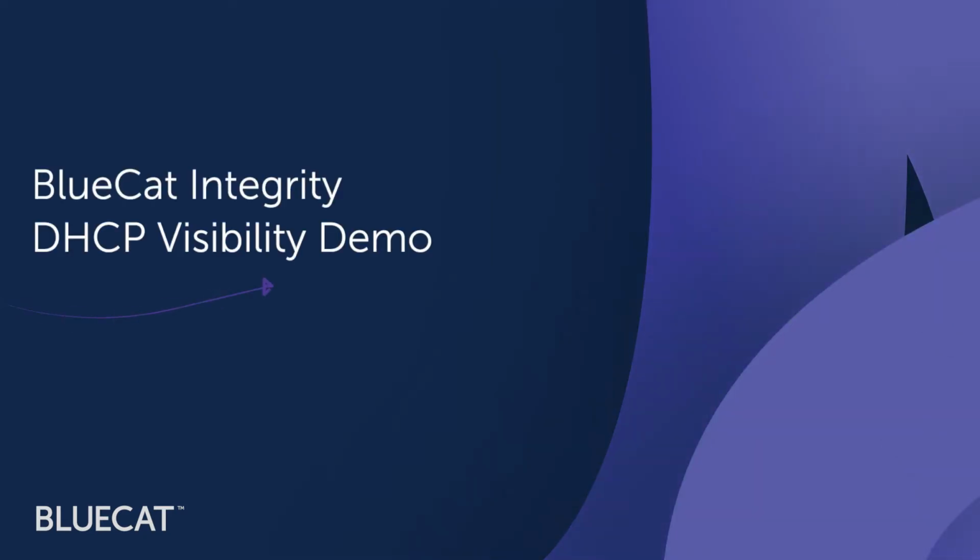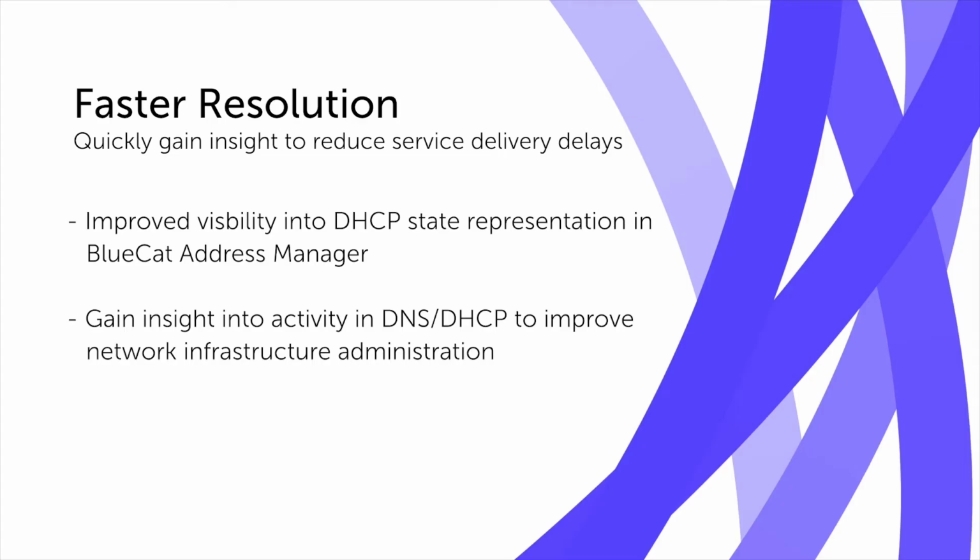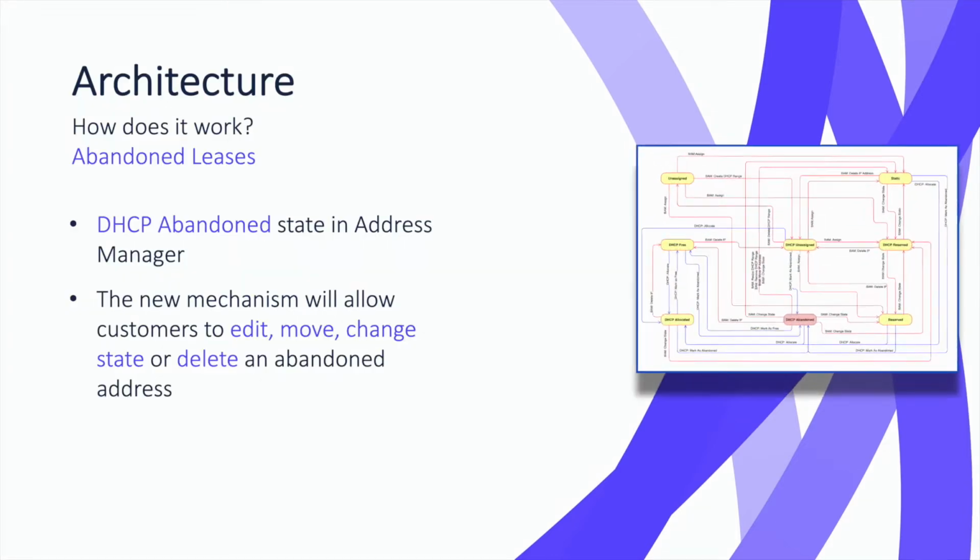We look at the improved DHCP mechanism that we have introduced in this feature to help our customers. We have now improved the state represented in Address Manager to accurately reflect what's happening in the DHCP server and what the Address Manager believes is the correct state. So how does it work?